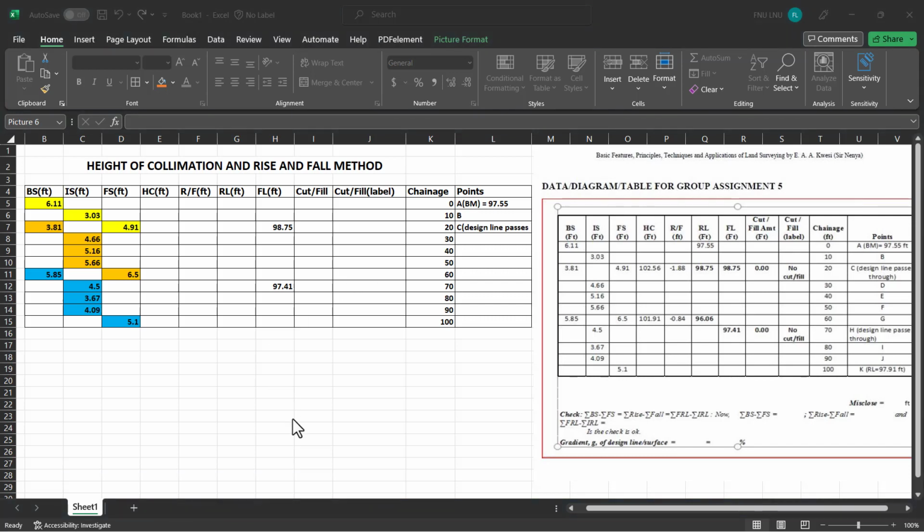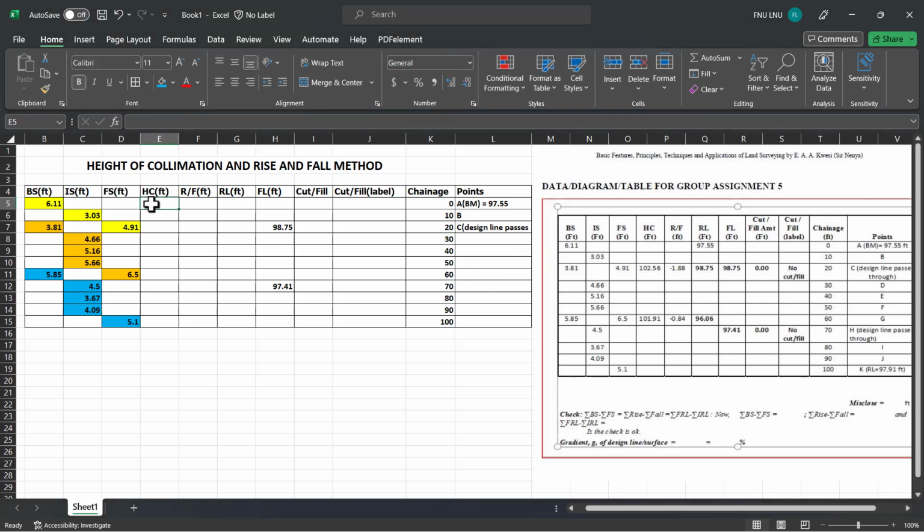Okay, so first we have to compute the initial values here. Whenever you are working with the height of collimation method, when you get your backsight and you have your initial reduced level, you have to get the height of collimation of the instrument you're going to work with. So before you can compute the height of collimation, you have to know your backsight and your initial reduced level. Our initial reduced level here is 97.55 feet, as you can see in the question.